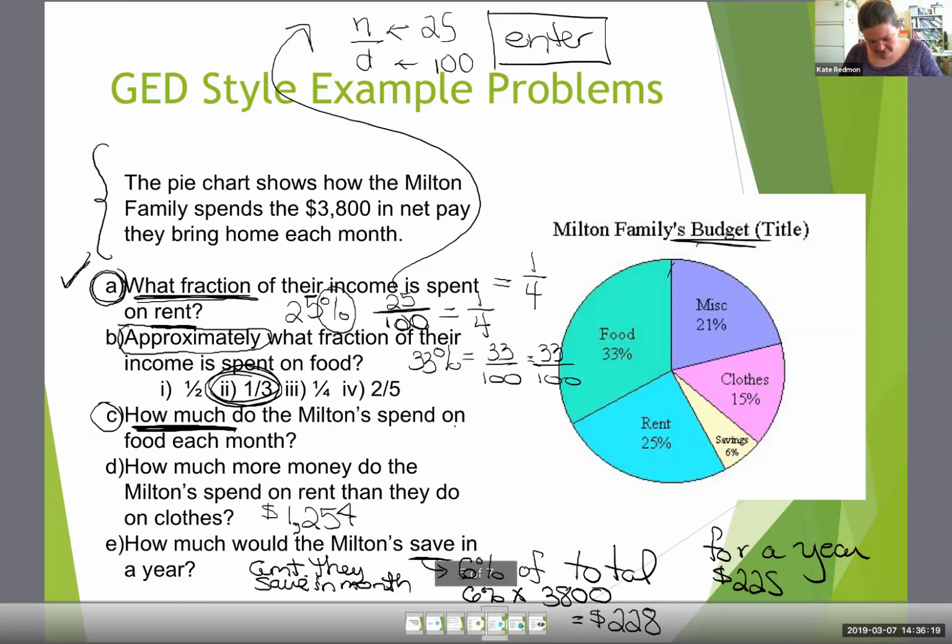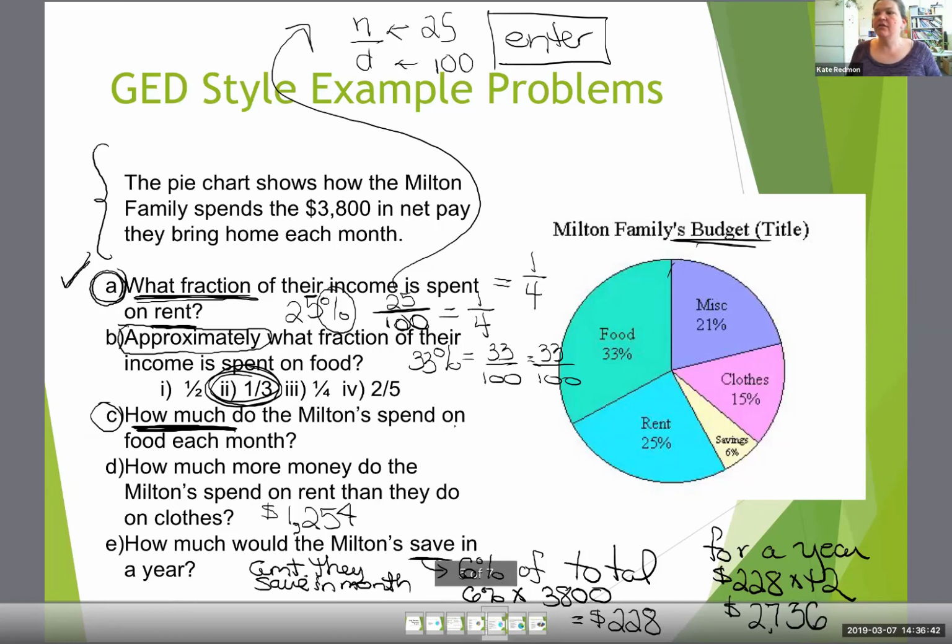Now, guys, this isn't the only order to do this problem. I've had students do the multiplying by 12 first and then find the percent. You'd get the same answer, so don't panic if you thought about this a different way. But we would find out that over the course of a full year, they saved $2,736.